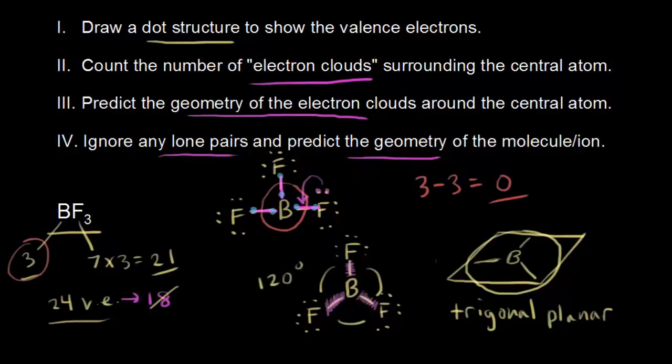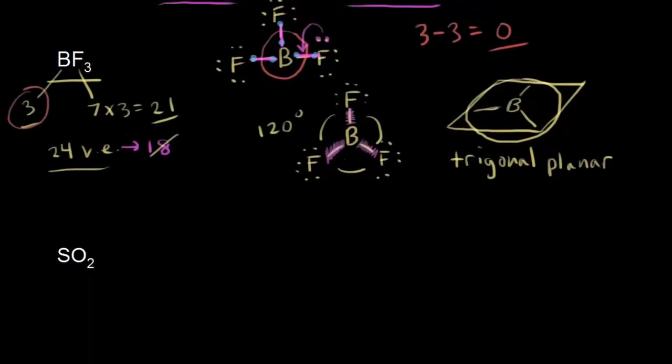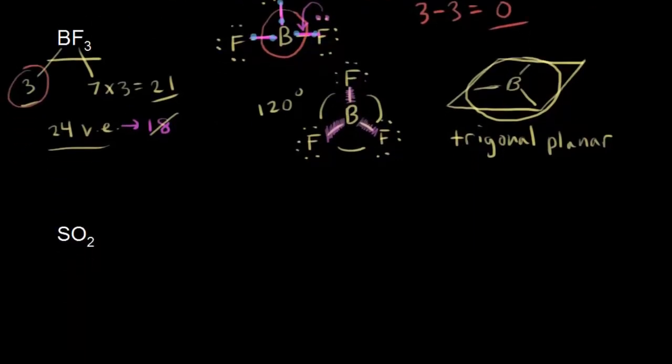So 3 electron clouds. Let's do another example of a molecule that has 3 electron clouds. In this case, sulfur dioxide. So for sulfur dioxide, let's count up the number of valence electrons. Sulfur is in group 6, so 6 valence electrons. Oxygen is also in group 6. 6 times 2 is, of course, 12. 12 plus 6 is 18. So we have 18 valence electrons for our dot structure.